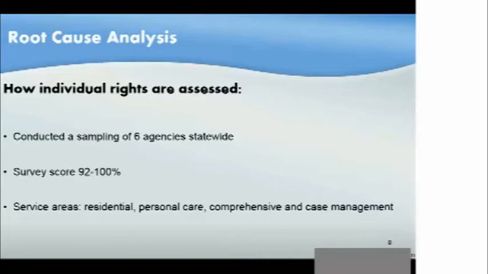These agencies in the sampling had a survey score of 92 to 100%. These are our higher scoring agencies. So I thought, well, how are they assessing individual rights? And could that assessment be shared with the rest of the agencies in the state who didn't score as high? The service areas in the sampling include residential, personal care, comprehensive, and case management.